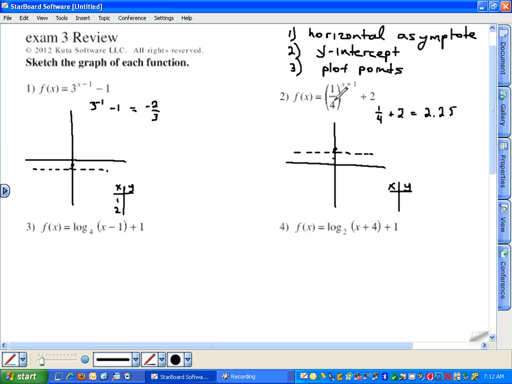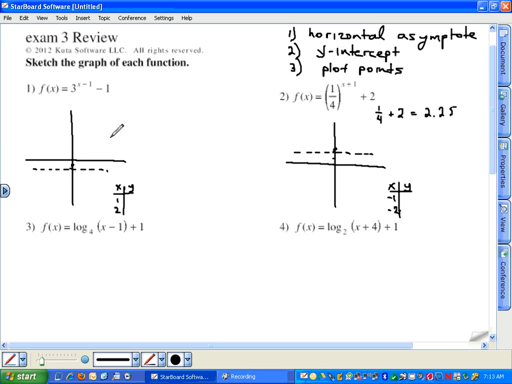And on the other hand, over here on question number 2, the base 1/4 makes this an exponential decay graph. So if I chose positive values of x, I'm going to be getting very, very small values of y. But if I choose negative numbers like -1 and -2, I'm going to be getting easier values of y to graph. They'll be up here somewhere. So I'm going to choose -1 and -2.